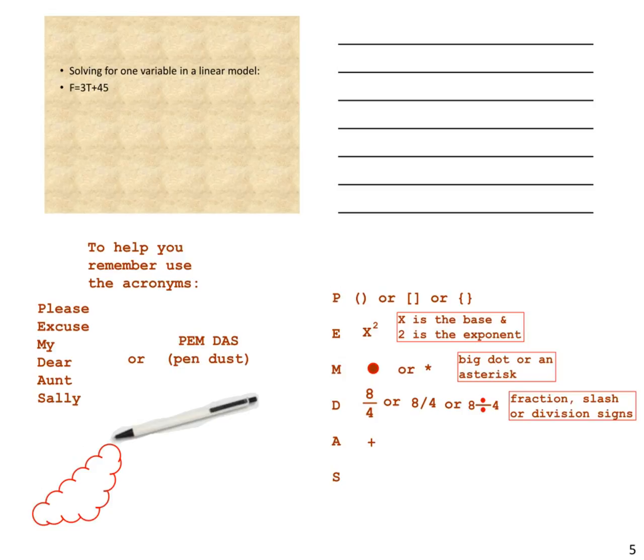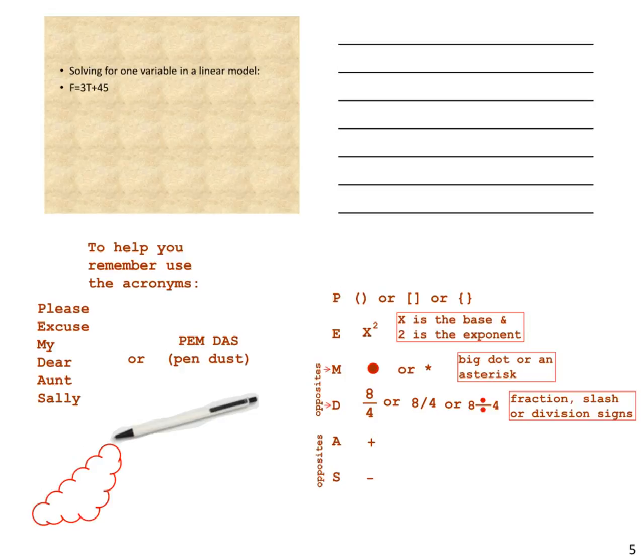A stands for, as you've noticed, addition. And finally, S, subtraction. So this is the order of operations. Whenever you are trying to simplify, they are very useful. Do notice that multiplication and division are opposites. So if you want to multiply, you can do the opposite, which is divide. Or if you want to divide, you can do the opposite, multiply.